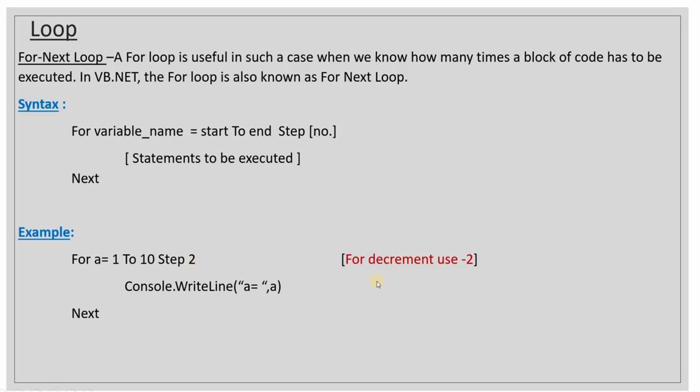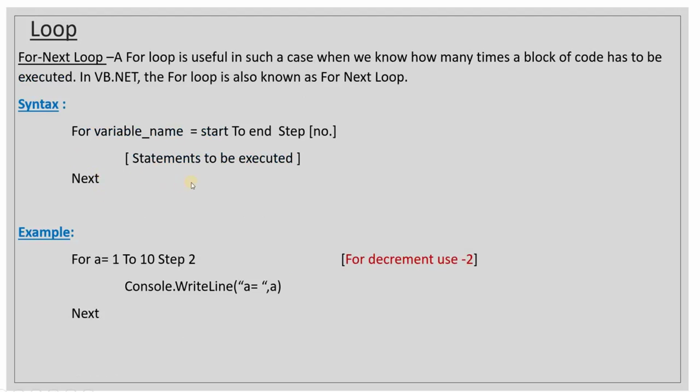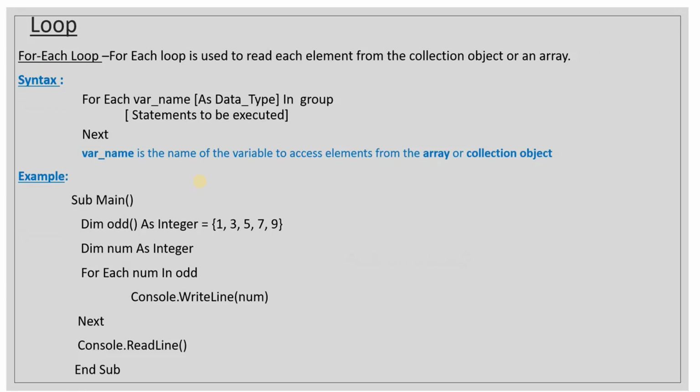Okay, if we write -2, then it decreases the value by 2. Next is the for each loop. The for each loop is used to read each element from a collection, object or an array. For next loop is not used on a collection, but for each loop is used to read each element from the collection, object or an array.